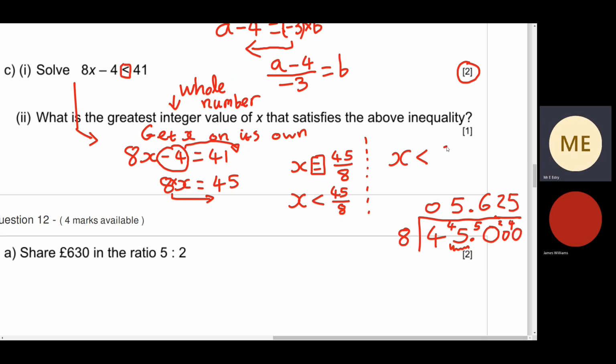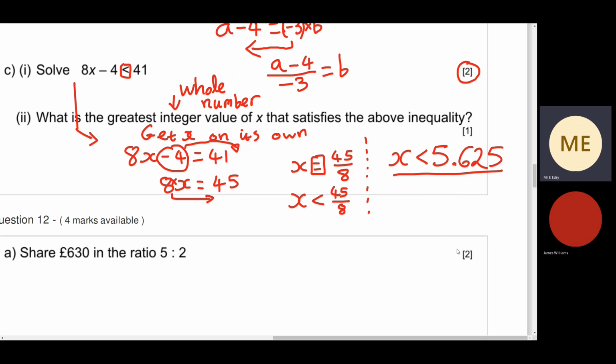So x is less than 5.625. Now, the reason I've done that is because they want the greatest whole number of x that will work here. Now, I know x is less than 5.625, okay?